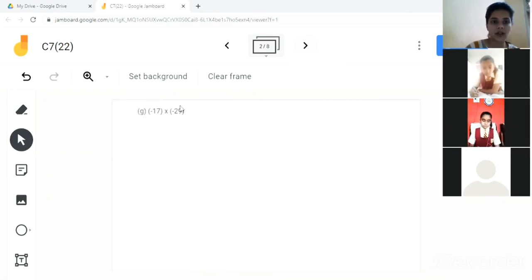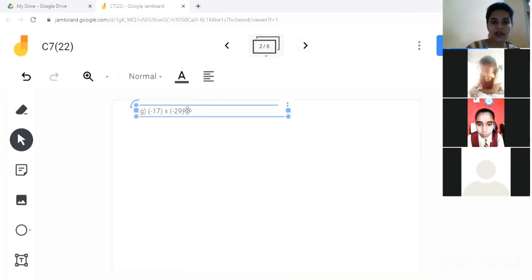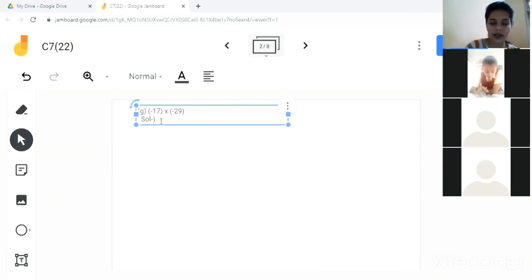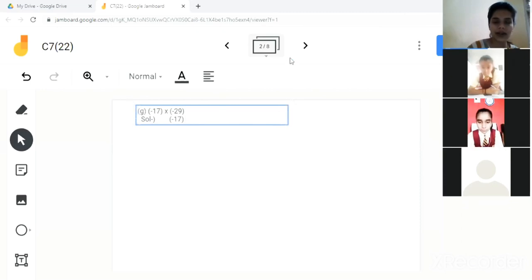Now, if we want to solve this, how will we solve this? You can again apply the distributive property. You want to apply the distributive property here. So minus 17 is there. Now, for 29, children, you can write here 30 minus 1. Minus 30 plus 1. So it will give minus 29.